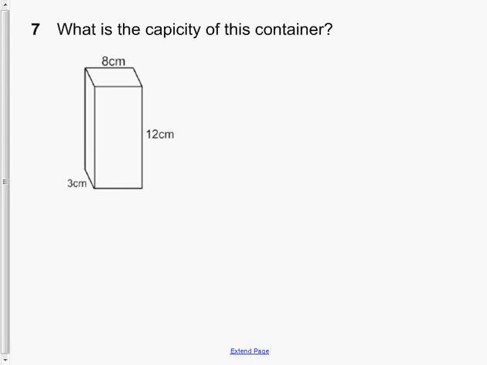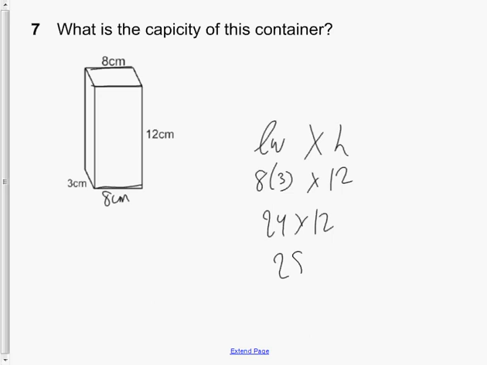Question 7, what's the capacity of this container? So another way of saying what's the volume? This is actually 8 centimeters here. If this is 8 centimeters, and this is 8 centimeters, so the area of the base will be 8 times 3, multiplied by the height of the prism, which is 12. That's 24 times 12, which is 288 centimeters cubed. That is the capacity, or how much space is inside this particular prism.